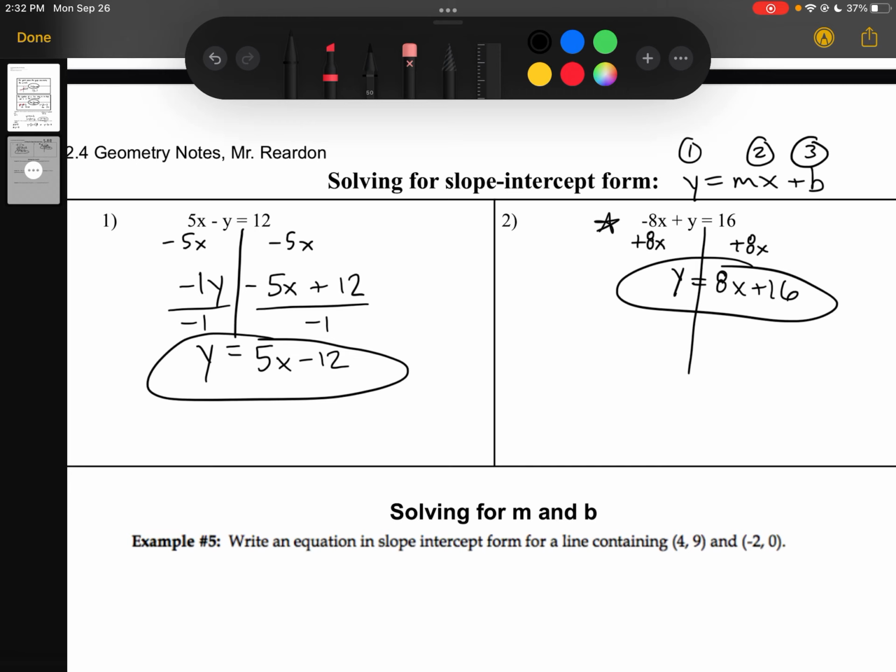So that is solving for slope-intercept form. Again, get your y term alone, get your x term first, and get your constant term last.